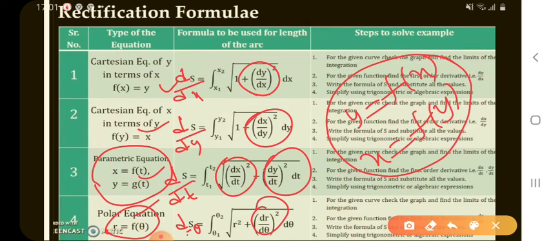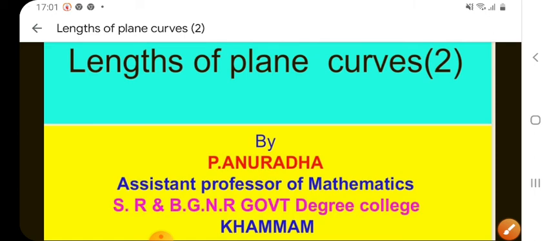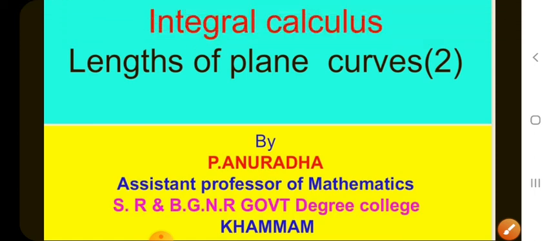These are the rectification formulas in length of plane curves. This is the second video of length of plane curves.